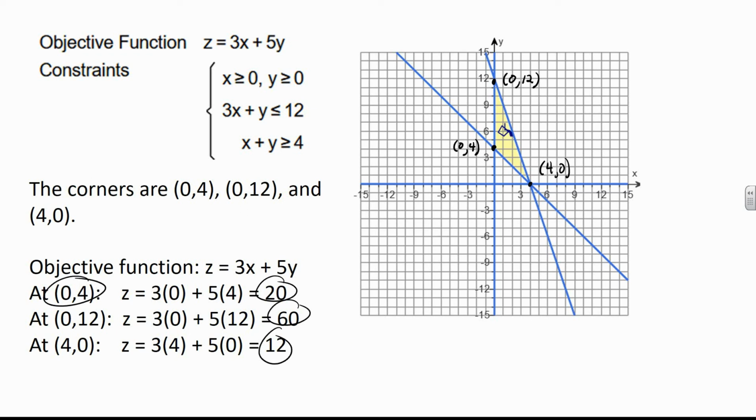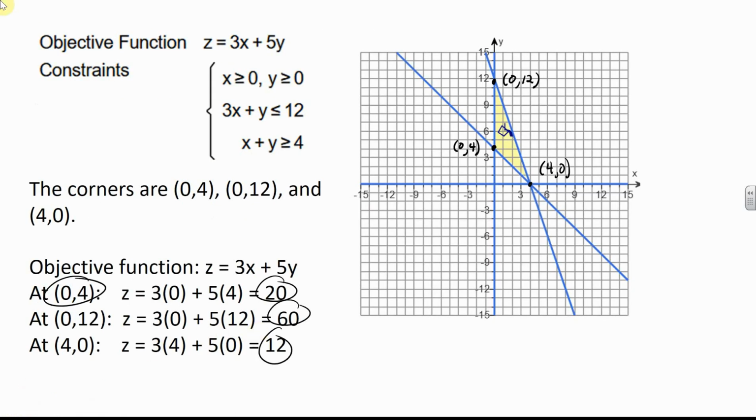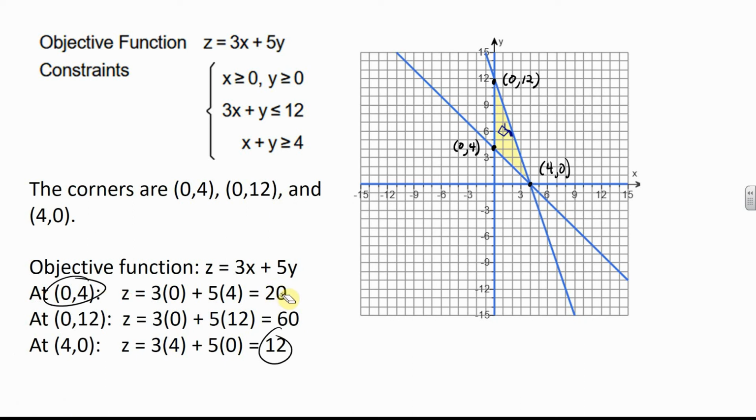So these constraints are said to be maximized if they are looking for the maximum. Sometimes they look for the minimum, and then you would put in 4, 0 for the value of 12. But here, I think they're trying to maximize, so it's going to be 0, 12, and 60. It says, part B, find the value of the objective function at each corner of the graph region. Let's go back. So all they're saying is these values here for z. 60, 20, 60, and 12.